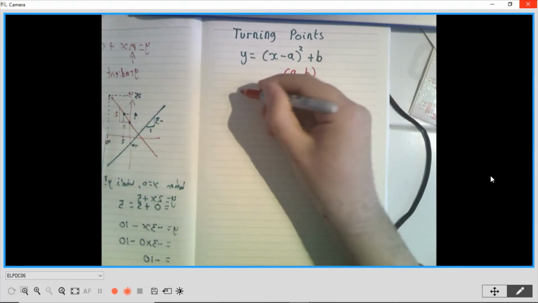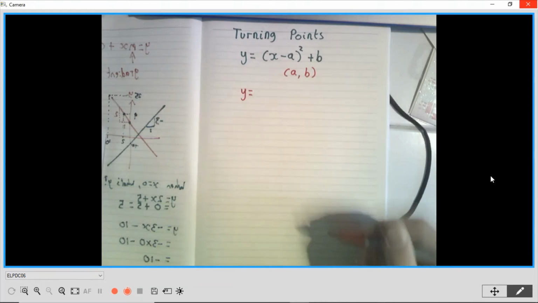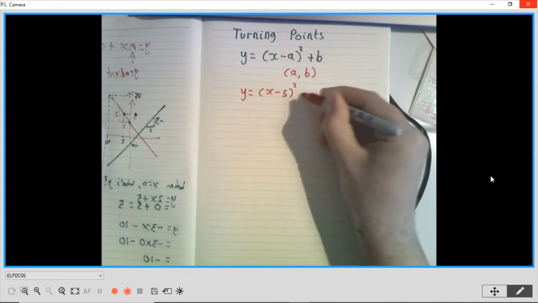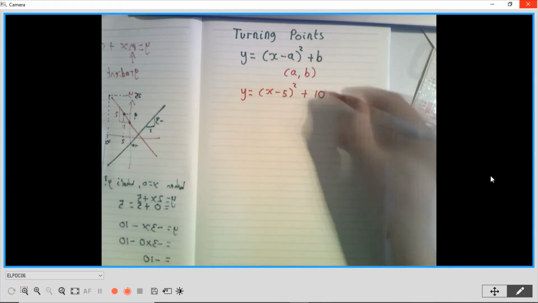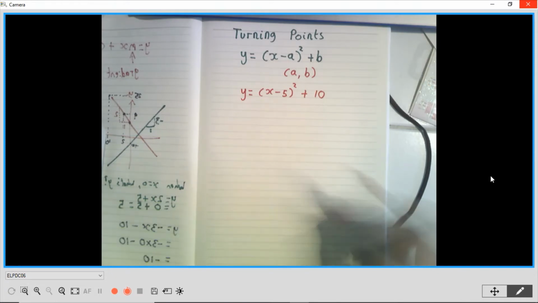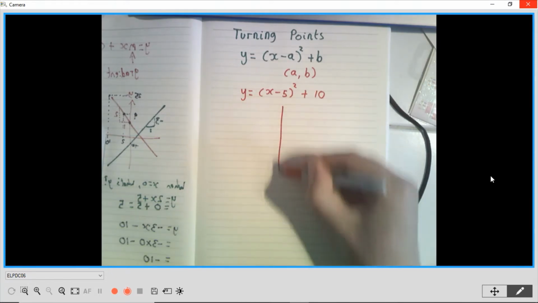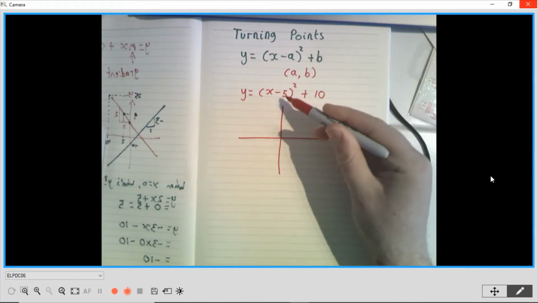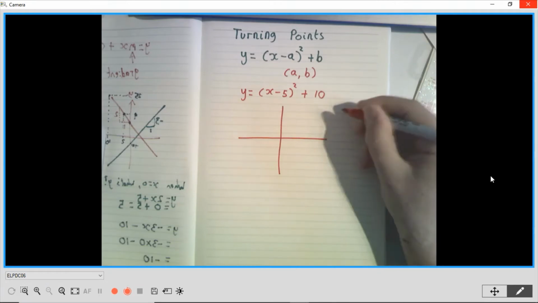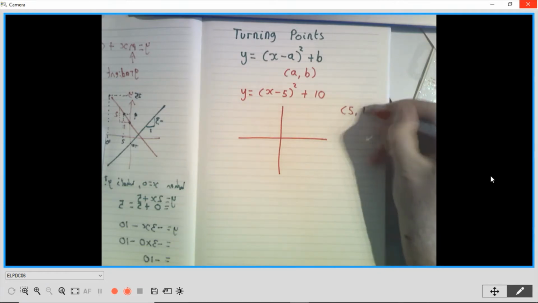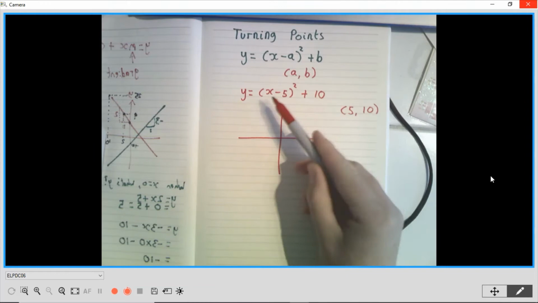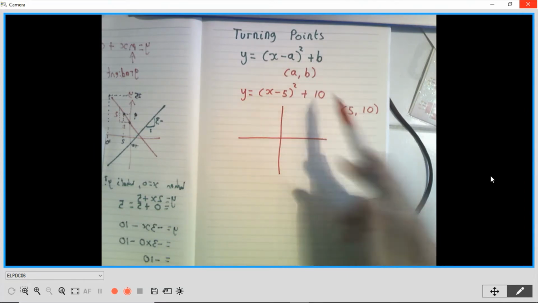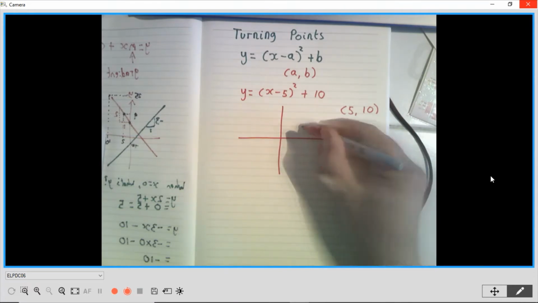So let's do an example. Suppose I've got the equation y equals (x minus 5) squared plus 10. Okay, what does that look like if I plotted that graph? So let's draw a sketch. The turning point of this graph is the point (5, 10). Do you see I'm just reading this off? The a is 5, the b is 10. So this point here is the turning point.